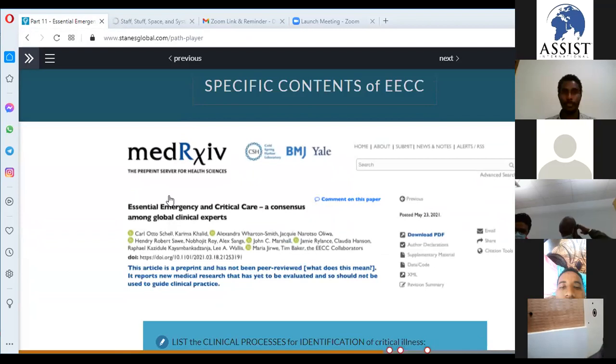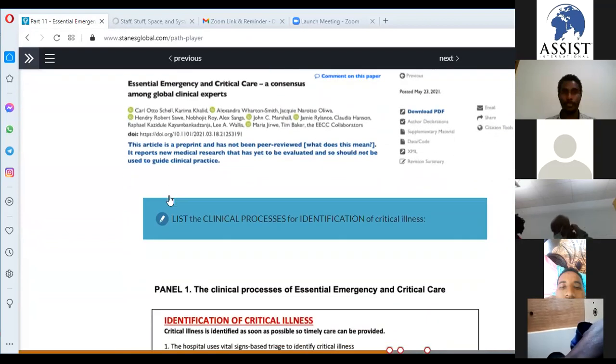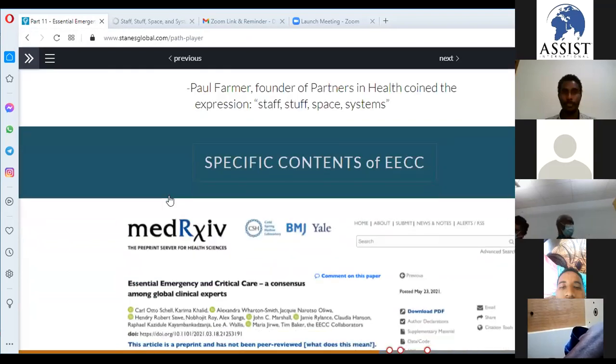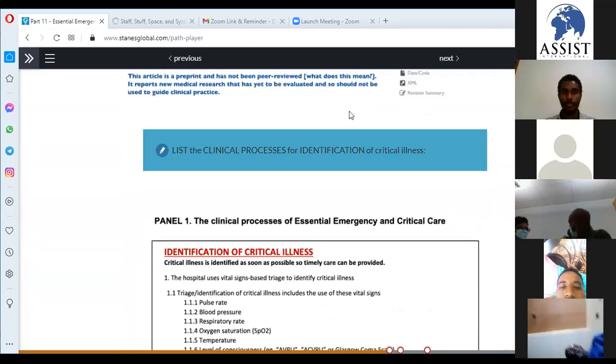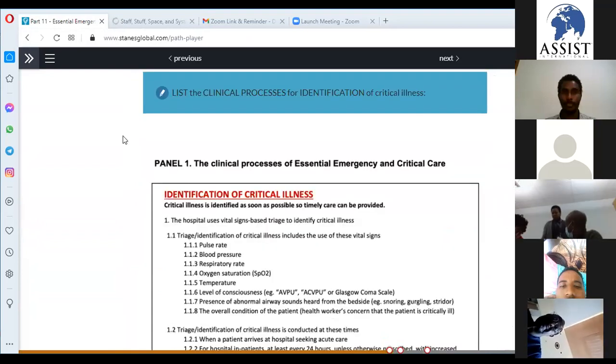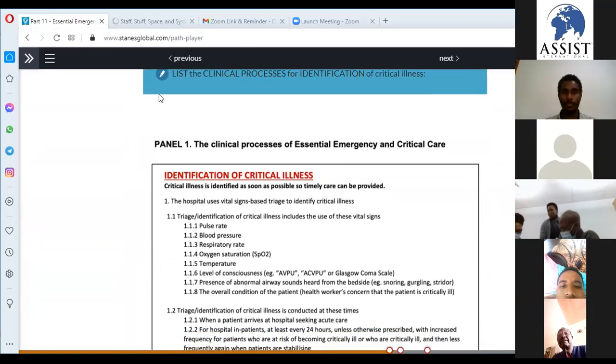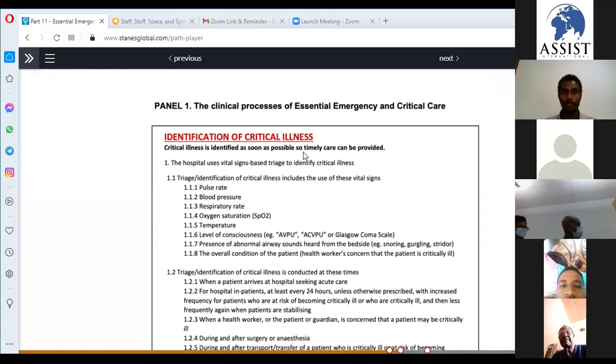So the specific contents of the essential emergency critical care are listed here, as you can see. Okay, one is the processes. What are the clinical processes for effective implementation of essential emergency critical care? For identification, you need to have what? You need to have a vital sign based triage system to identify critical illness.